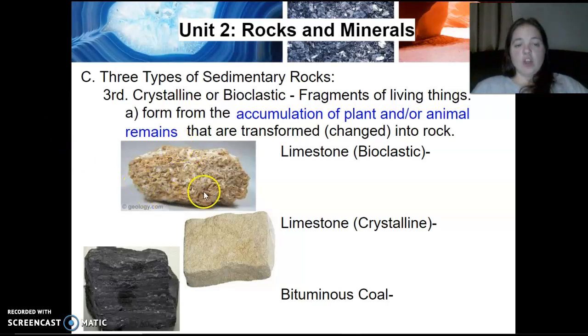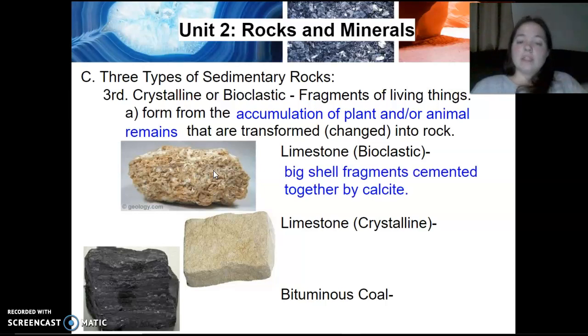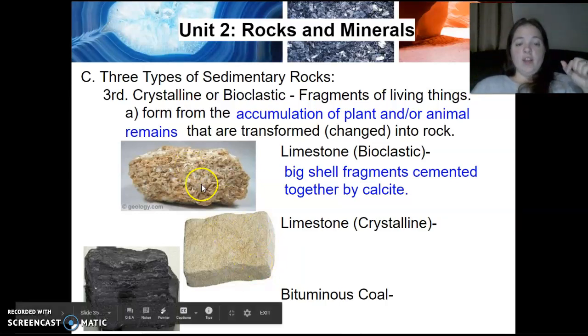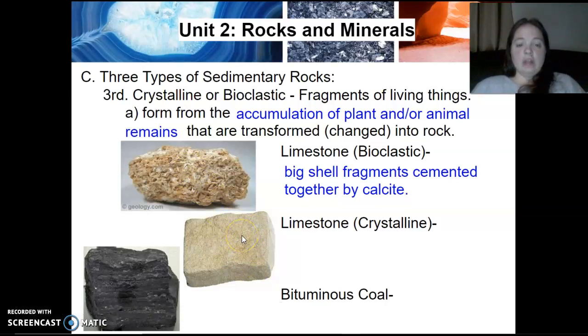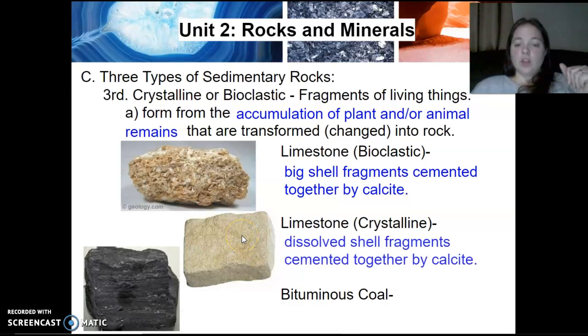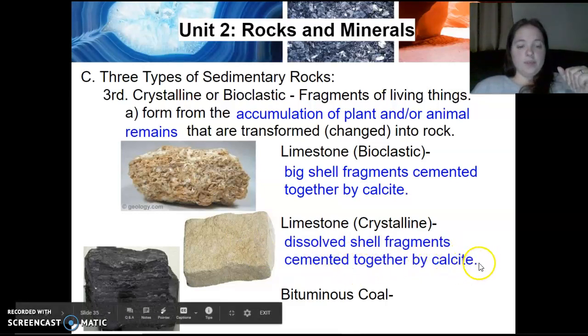So this first one you have looks kind of like oatmeal. It's bioclastic limestone. It's big shell fragments cemented together by calcite. You can see it's all smushed. It looks kind of cool. And then you've got this limestone that's crystalline. It looks like if you were to pulverize all of those chunks of shell and then cement them together, that's what it looks like. So this is dissolved shell fragments cemented together by calcite.